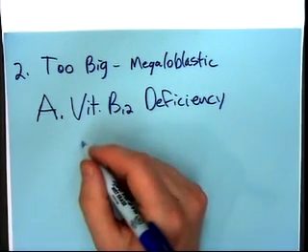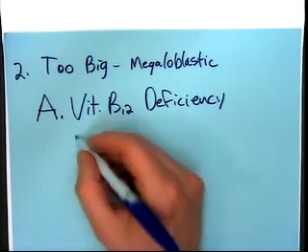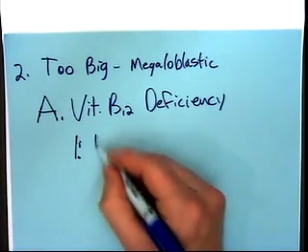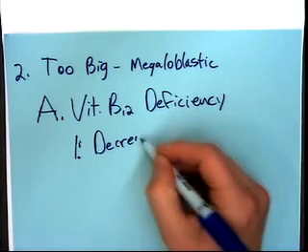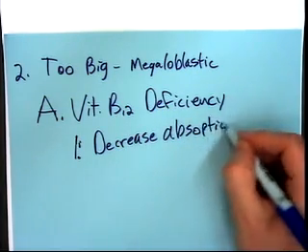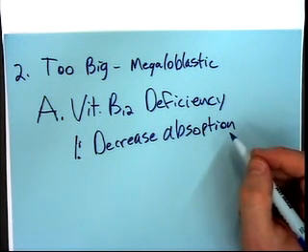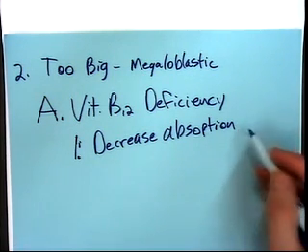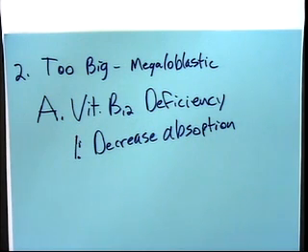Vitamin B12 deficiency is seen in decreased absorption, where the body is unable to absorb the vitamin B12. In fact, this condition is called pernicious anemia, if you've ever heard that. It's caused by antibodies to the parietal cells of the stomach. The parietal cells of the stomach produce something called intrinsic factor.